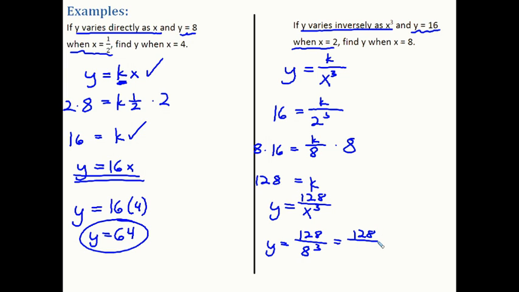Eight cubed is equal to 512. Now both of these are powers of 2, so I want to go ahead and reduce here. 128 goes into itself one time, and I believe it goes into 512 four times. So this is equal to 1/4. Y equals 1/4 is our answer.